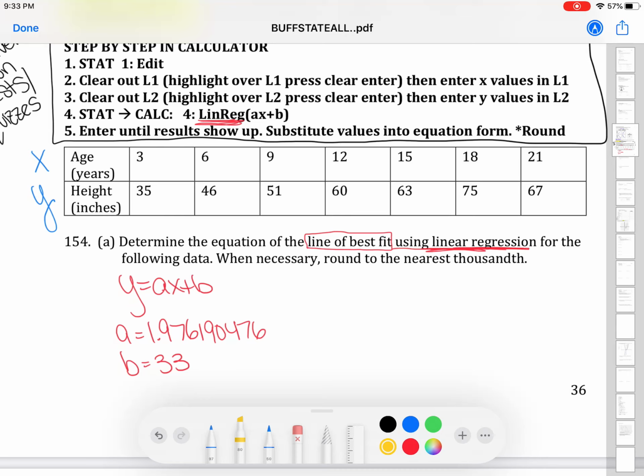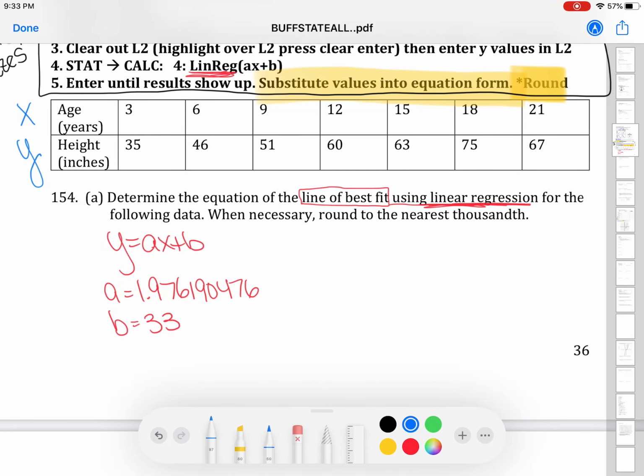Okay, I'm actually going to go back up to my steps because we didn't finish step 5. It said enter until results show up, and that's as far as we got, and we just copied it down in part of our answer slot. But then it says to substitute values into equation form and round. A lot of people skip that step, but that's literally your answer. So remember what we did in the last video where we needed those crucial numbers of m and b. I know it's a and b for this, but just stick with me. It's the same idea. Once you have your m and your b, you can write out your equation, and that would be your equation for the line of best fit, and you would be done. So that's all we need to do at this point.